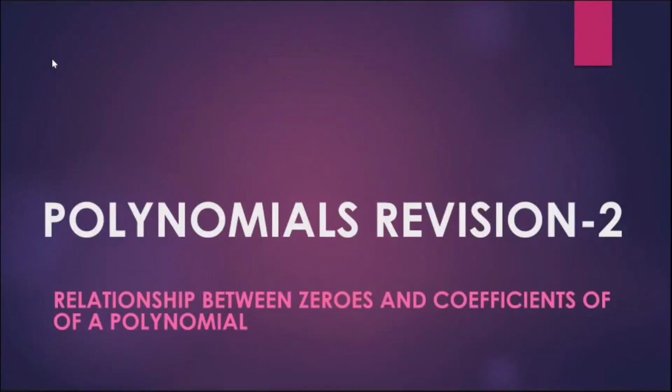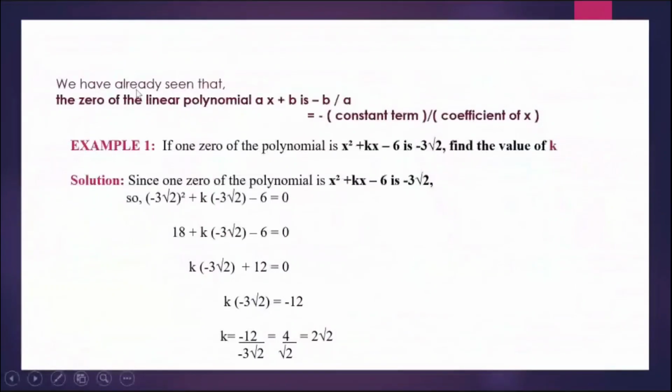Hello everyone. In my previous video, I had shared how to find out the number of zeros from the graph. In this video, I'll be telling you about the relationship between the zeros and the coefficients of a polynomial. For a linear polynomial, you already know that the zero is given by minus b upon a, which is equal to minus sign the constant term upon the coefficient of x.